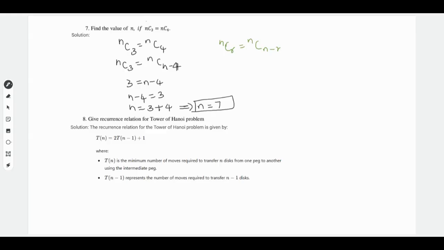Now the next one: they give the recurrence relation for the Tower of Hanoi problem. The recurrence relation of the Tower of Hanoi problem is given as Tn is equal to 2 times T of n minus 1 plus 1. What is Tn? Tn is the minimum number of moves required to transfer n disks from one peg to another using the intermediate peg. Then what is Tn minus 1? It represents the number of moves required to transfer n minus 1 disks. So this is the recurrence relation for the Tower of Hanoi problem.